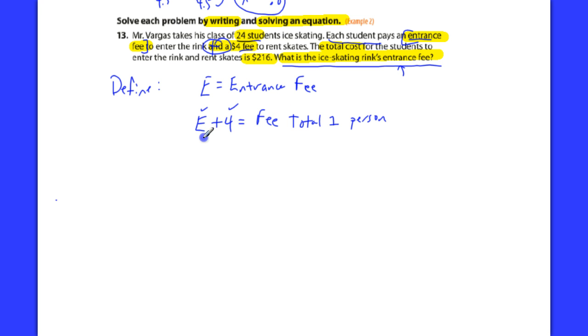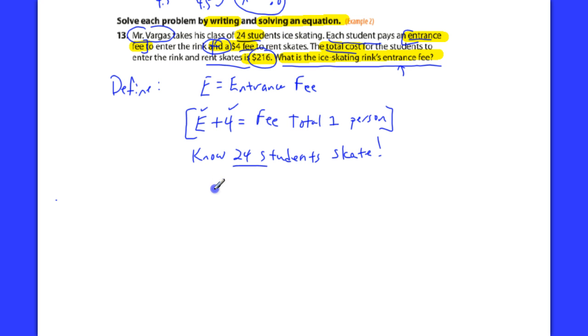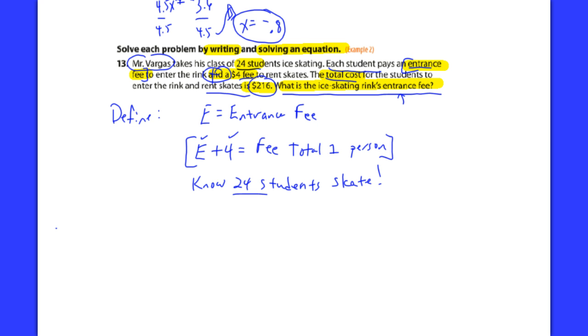Now here's what else we know. We also know that 24 students went skating. So if this is the fee for one person, and 24 students went skating. Now this is a class trip, remember? Good old Mr. Vargas, what a nice guy. Mr. Vargas took them skating and he paid for it. The total cost was $216 for all the students combined. So knowing that 24 people skate and each single person costs E plus 4, here's what we can do.